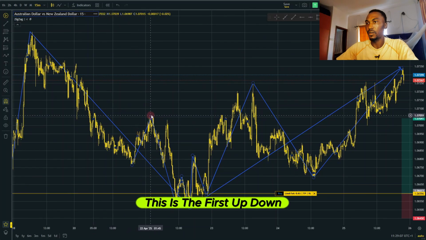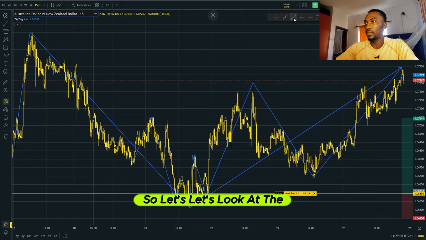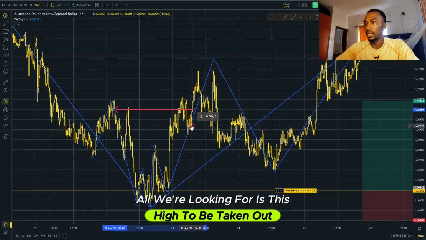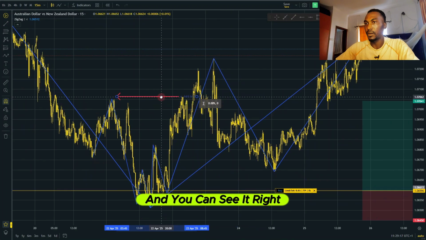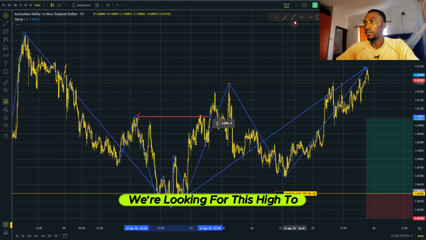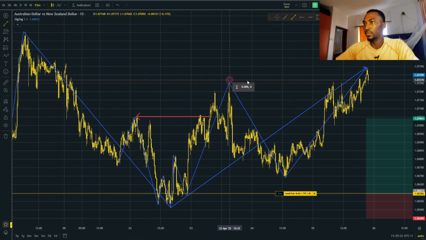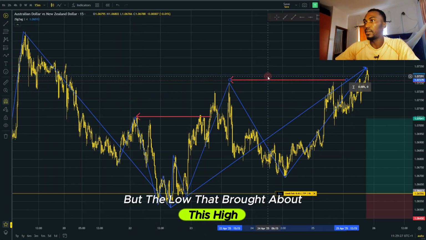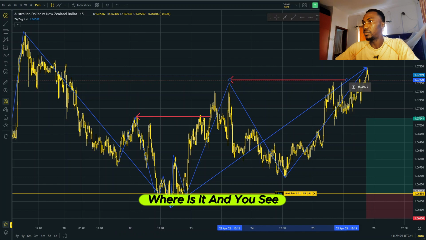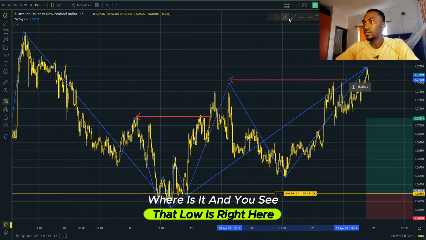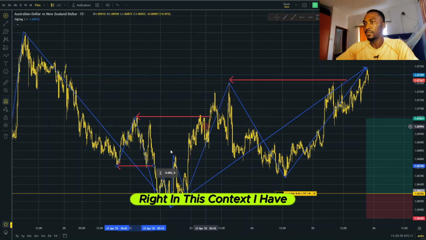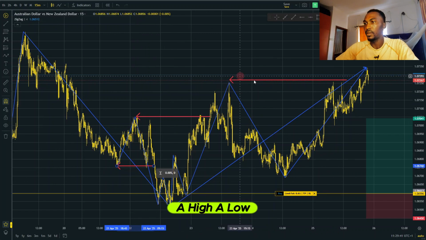This is the first up, down. So let's look at the breaks. All we're looking for is this high to be taken out. And you can see it right here, this high has been taken out. We're looking for this high to be taken out also, and you can see the high has been taken out. But the low that brought about this high, where is it? You see that low is right here. So in this context, I have a low, a high, a low.